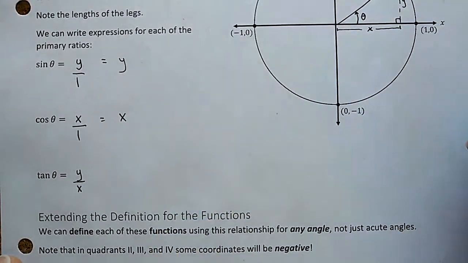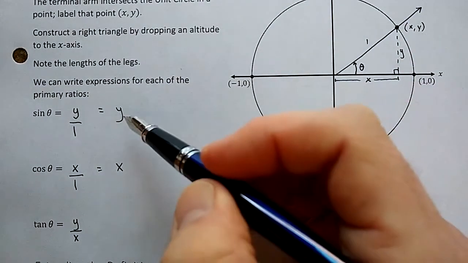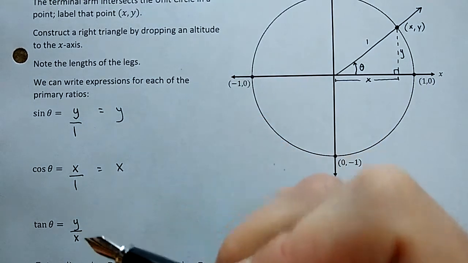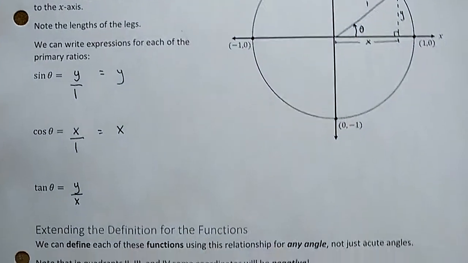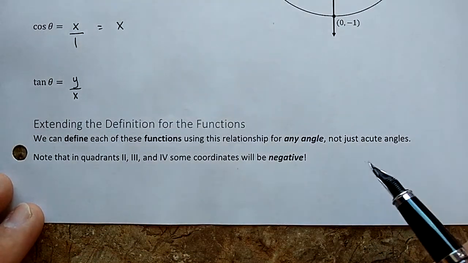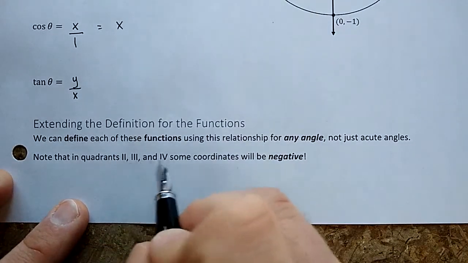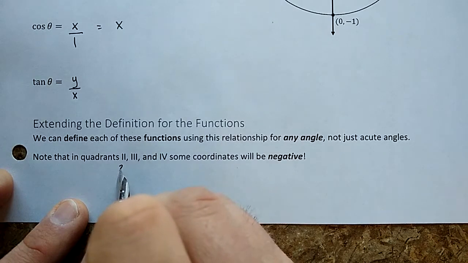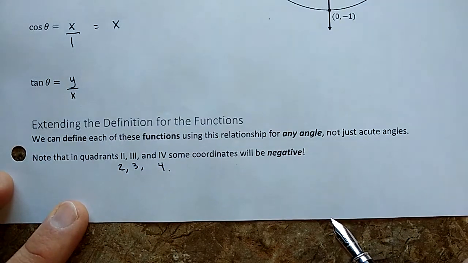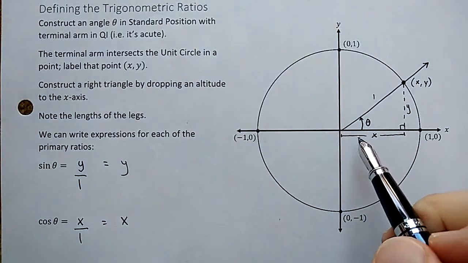So now, if we know the coordinates of this point, that tells us the sine of that angle, the cosine of that angle, and with a little calculation, the tangent of that angle. So we're going to extend this definition for any angle, not just for the acute ones that show up in this first quadrant. So in the other quadrants, 2, 3, and 4, that's the Roman numerals for 2, 3, and 4, some of these coordinates are going to be negative because we're not really going to use the side length x.